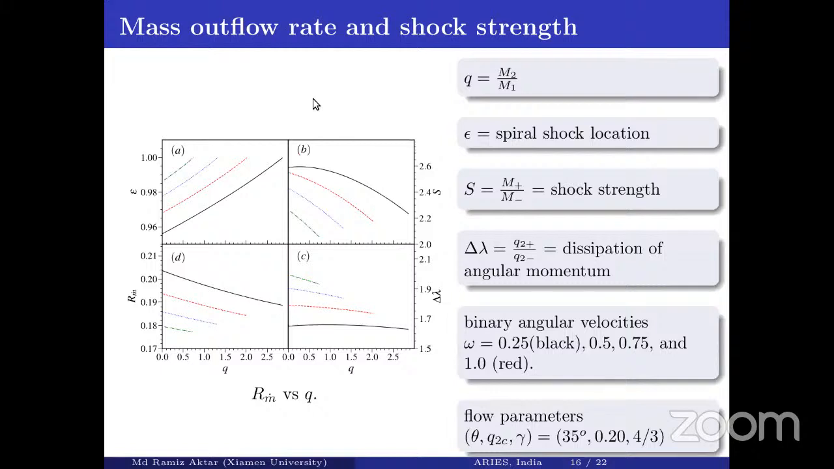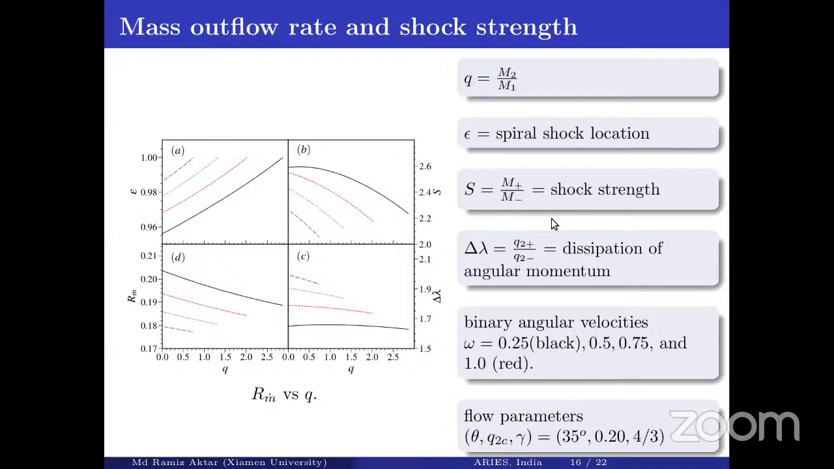Now we try to calculate shock strength from our model. Here we plot in panel A the spiral shock against the binary mass ratio. This one is the shock strength, defined as the ratio of the post-shock Mach number to the pre-shock Mach number. And this is the dissipation of angular momentum. The R M dot, that I already mentioned how to calculate from our model, is decreasing if the binary mass ratio increases.